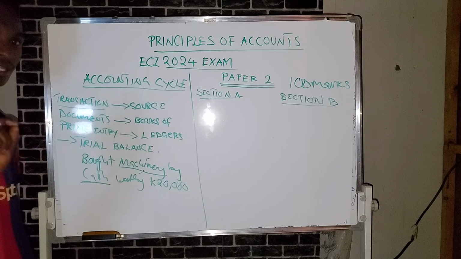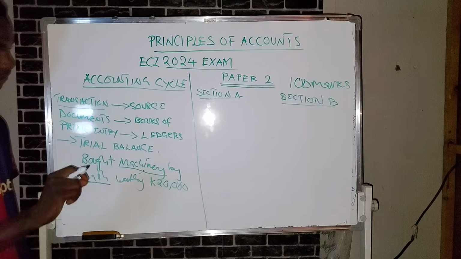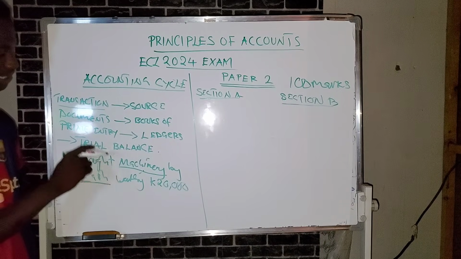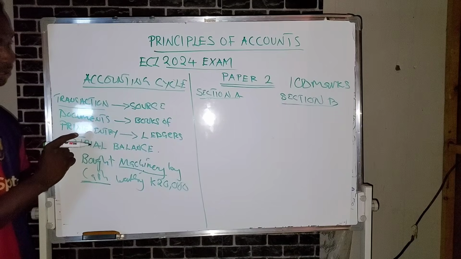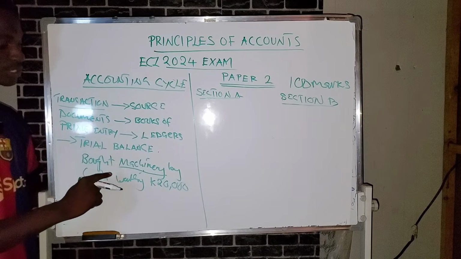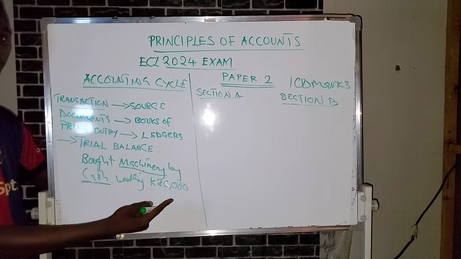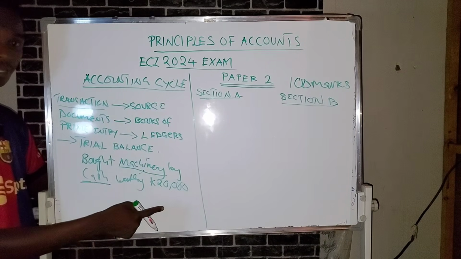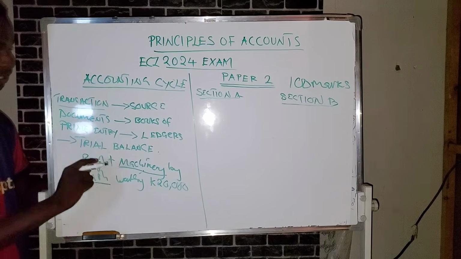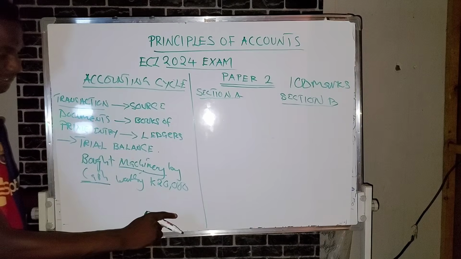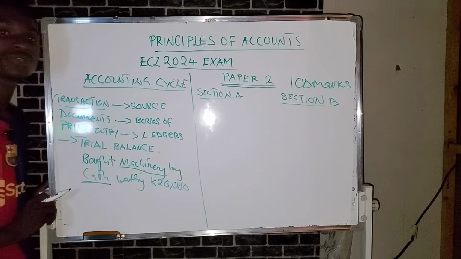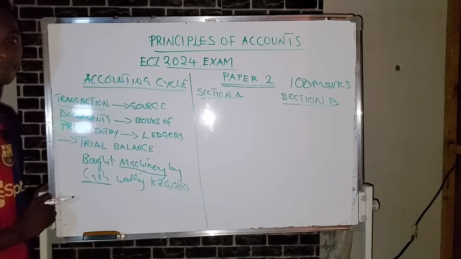Hear me very well. When that transaction is recorded in the cash book, after that you need to post to the ledger. You post to the what? To the ledger. From the ledger you extract the trial balance. Now, what if you bought machinery on credit? Where do you record the information?